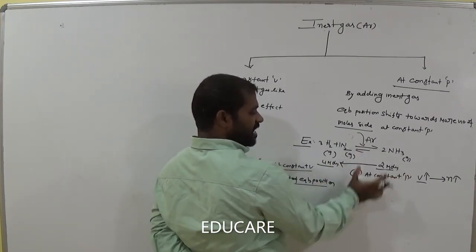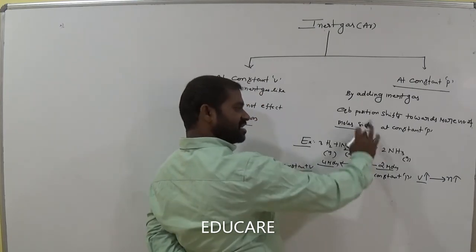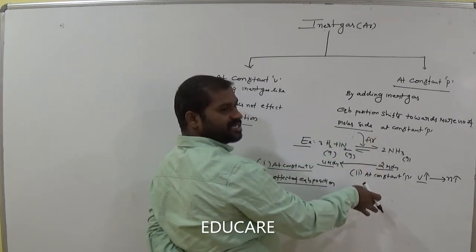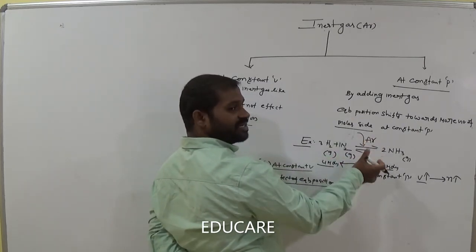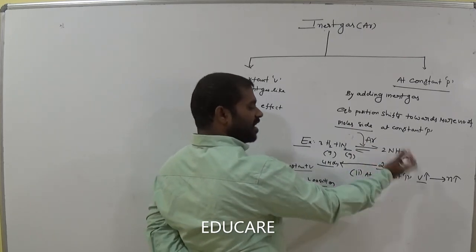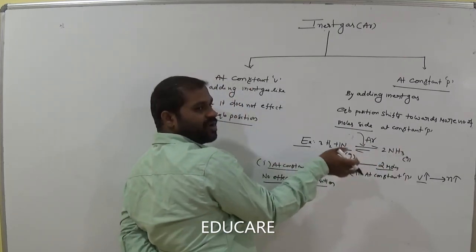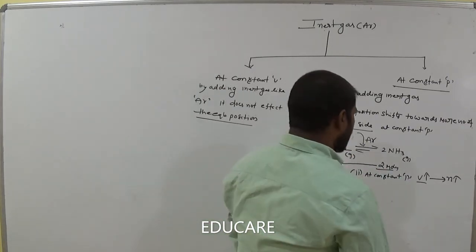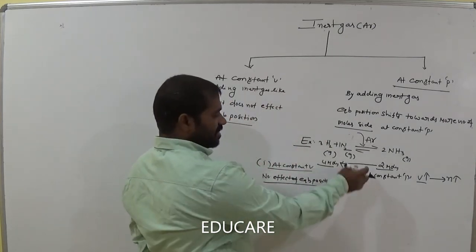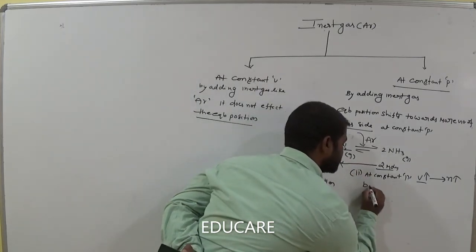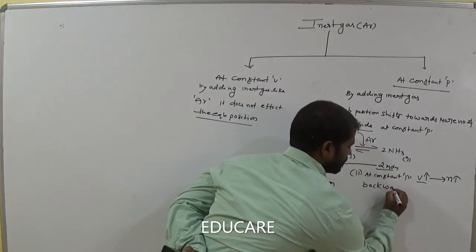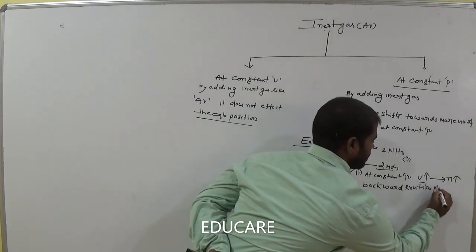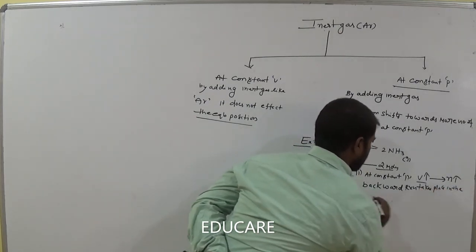At constant pressure, volume is variable because we add inert gases. Where 10 ml is added, 20 plus 10 is 30 ml, volume increases. When volume increases, the chemical equilibrium position shifts towards the more number of moles side, as we already discussed. That means the backward reaction takes place in the above example.